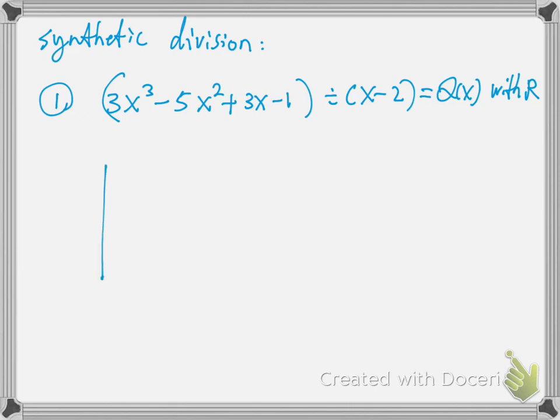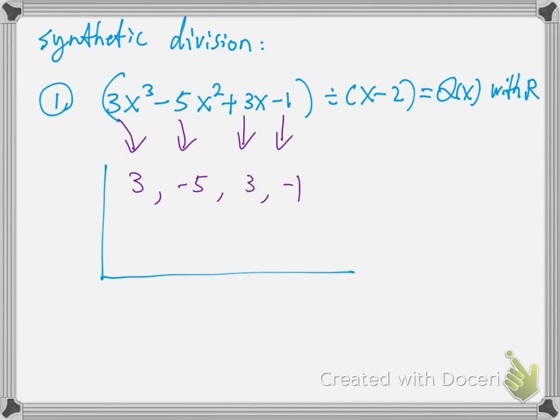So now set up for the synthetic division. All these coefficients are the top line of the synthetic division. So we got 3, -5, 3, -1. And then the divisor is x minus c. Okay, this is very important. The divisor is x minus c; for the divisor we use d(x), and for the dividend we use f(x). So x minus c is x minus 2, so c is 2.